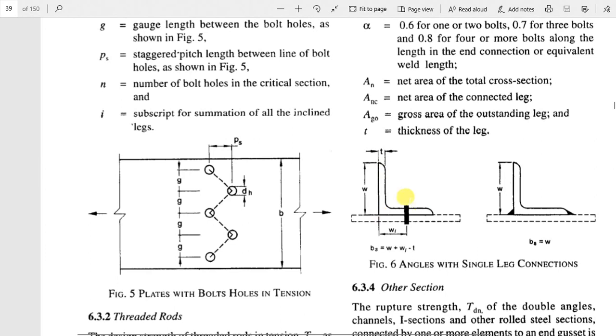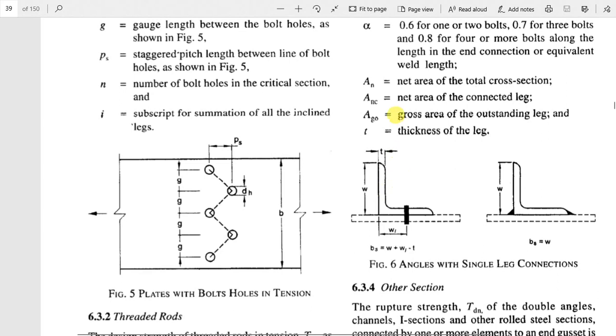Whereas here the bolt hole is drilled over here. So some area is lost due to the bolt hole. That's why he will be calculating net area for the connected leg. So formulas for these two are not available in the code book. You have to calculate directly, and I will be explaining that while dealing with the problems.